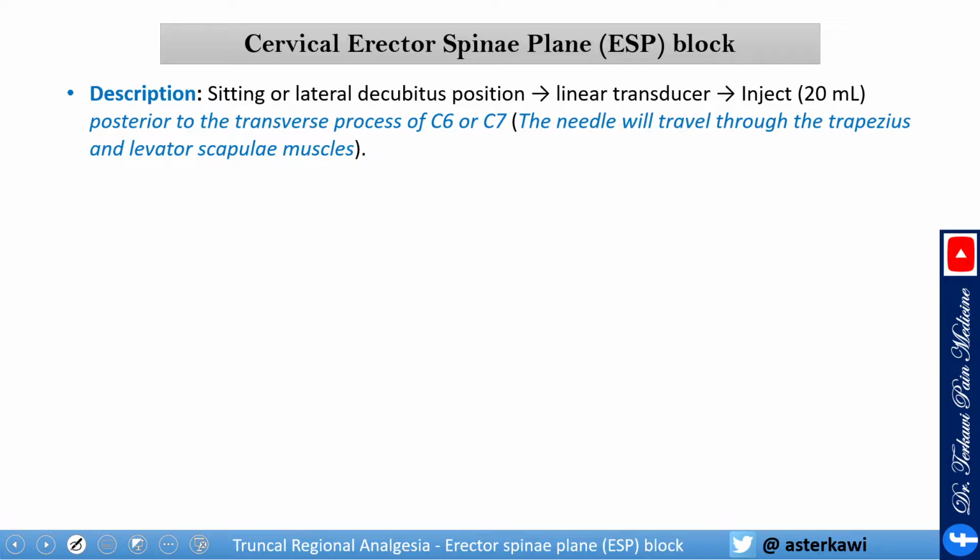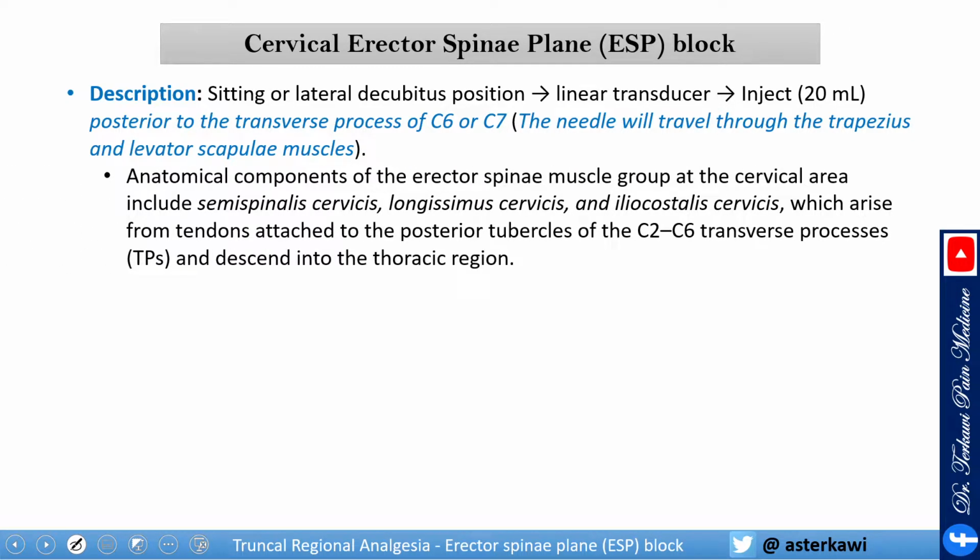So how we do the cervical erector spinae block: either in sitting or lateral decubitus position, use a linear transducer, and the whole block takes about 20 mL. So the target will be the lateral posterior edge of the transverse process of C6 or C7 or both. And the needle will travel through the trapezius and levator scapulae muscle.